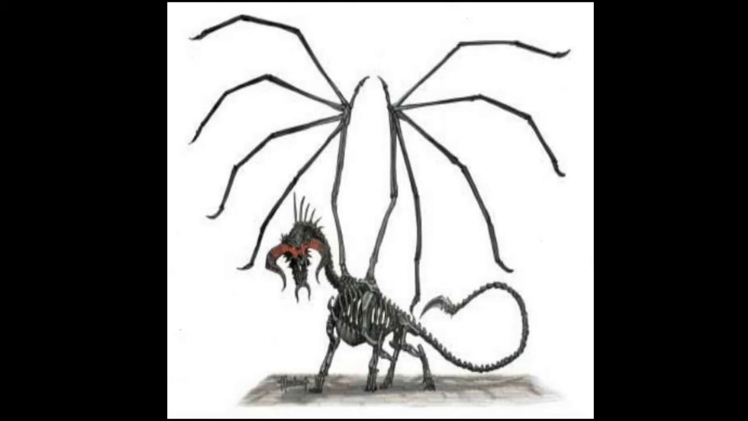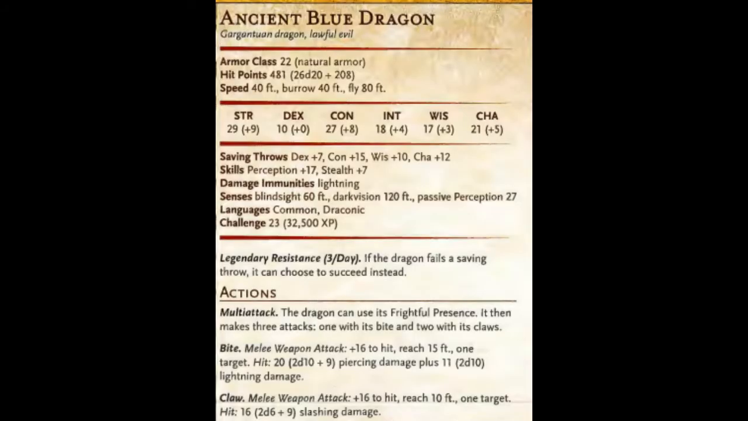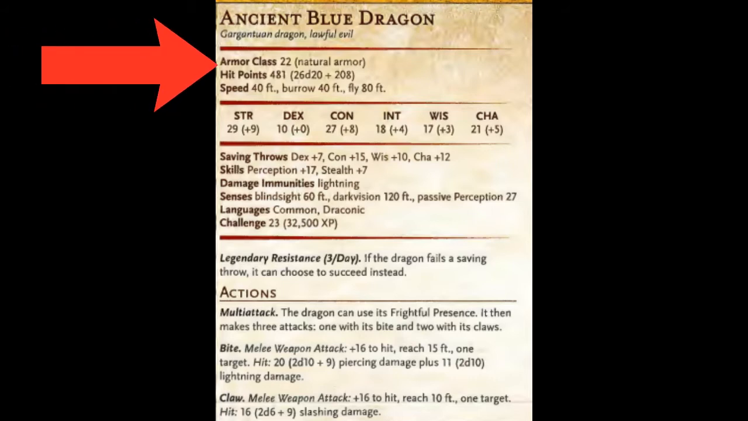Armor class has changed a little bit. So for any of you who don't know how armor class normally works, I'm going to use the Ancient Blue Dragon as an example. So for armor class for players, it's 10 plus dexterity unless you're wearing armor. That is the same rule with creatures. If they're wearing armor, it'll be based on whatever armor they're wearing. If not, it's normally shown in brackets as natural armor. With the Ancient Blue Dragon, you can see it has 22 natural armor.